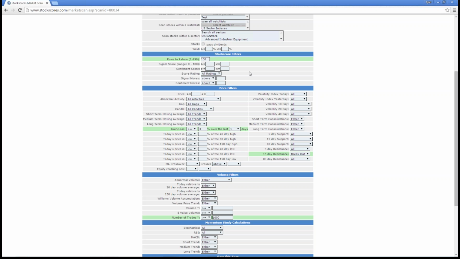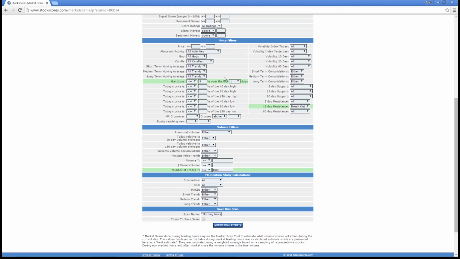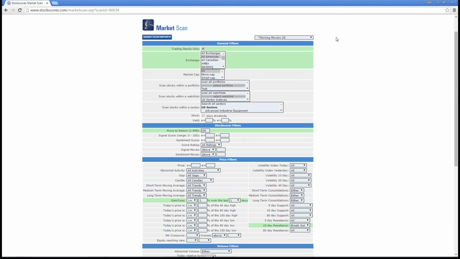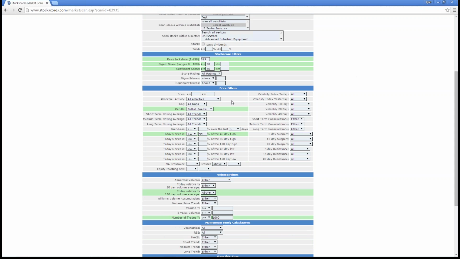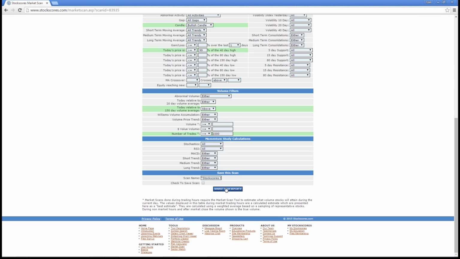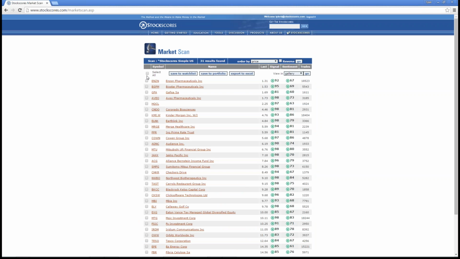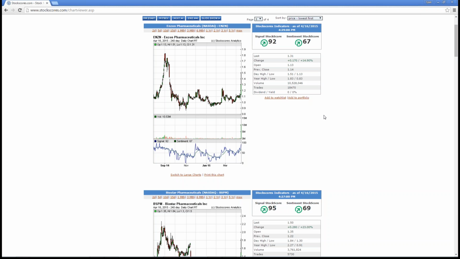I'm going to set my filter for this particular scan to look for stocks that have, I selected the wrong scan here. Let me just pick the right one. I was looking at the filters. I could see they weren't right. Stockscores Simple US. I'm going to select it so that I want stocks that are under $15 but over $1. You can add that in. We will run the scan, and it found 31 stocks. Now this time, instead of looking at them one at a time in the slideshow viewer, we're going to look at them in the gallery viewer, 10 per page.